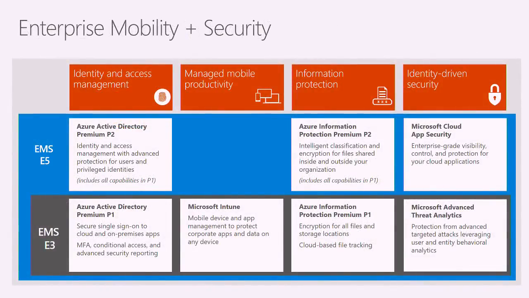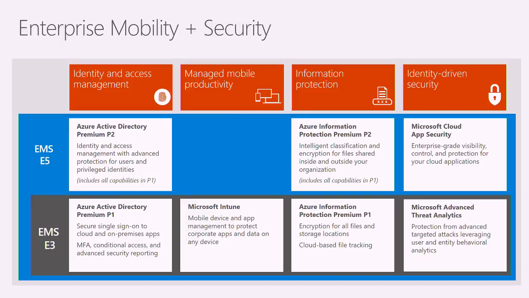Now, of course, where does Cloud App Security sit in all of the EMS suite itself? So EMS E3, obviously that's Advanced Threat Analytics, Azure Information Protection P1, Microsoft Intune, Azure Active Directory P1, and then of course Cloud App Security sits up in EMS E5.